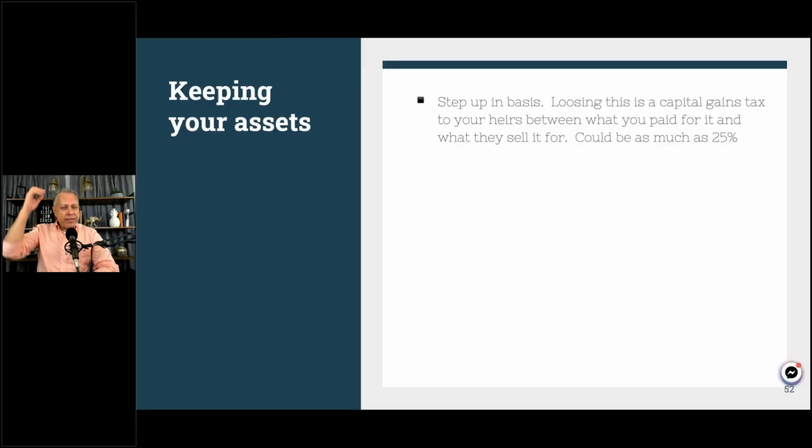So, keeping your assets to make the IRS happy, you have to keep your assets. So that gets us a step up in basis. Losing this is a capital gains tax to your heirs. And this is what I'm saying, these are the words. I've typed this out as me saying it to the client. Losing this benefit is a capital gains tax to your heirs between what you paid for it and what they sell it for. So you pay 20,000, it's now worth $1 million.